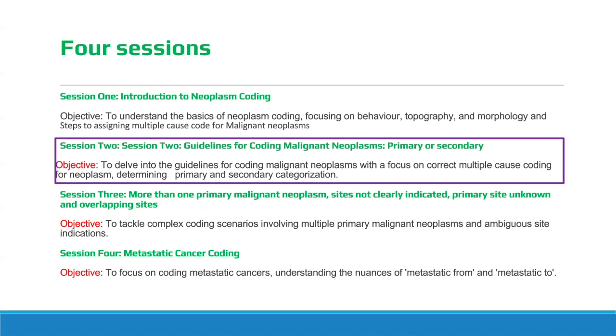Session 4 is the final session on metastatic cancer coding. Its objective will be to cover coding for metastatic cancers and to understand the concepts of metastatic from and metastasis to. The slides use a simple layout with clear objectives and topics for each section, emphasizing a professional and informative approach to neoplasm coding training.